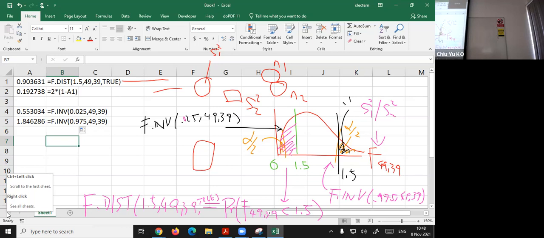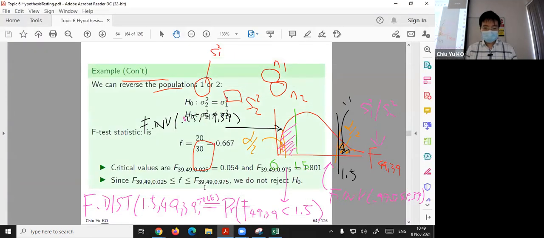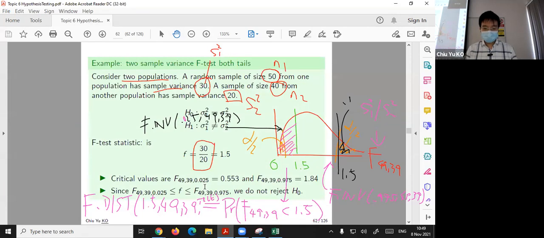Is that okay? So this is nothing new, but it's not symmetric. So you have to be a little bit more careful when you calculate the p-value as well as the critical values on both sides. So there's nothing deep here. Is that okay? And if there's no problem, then I think we're basically done for this set of slides. Yeah, any question?